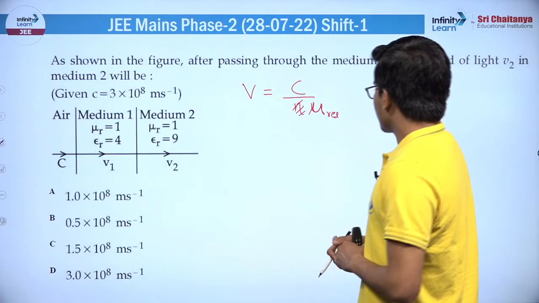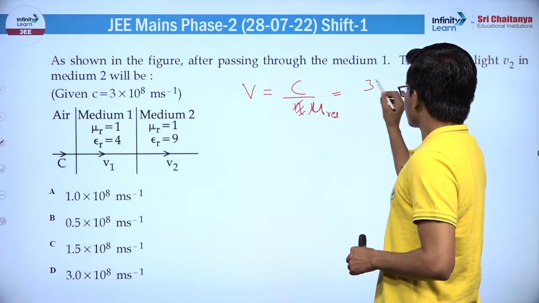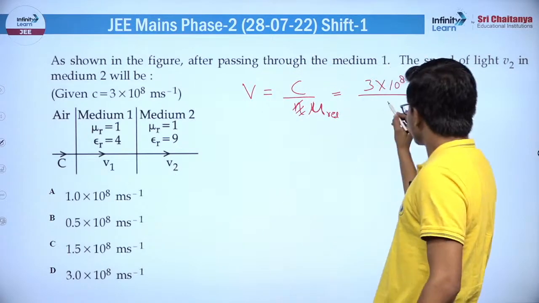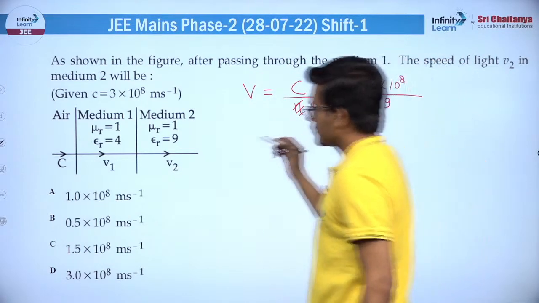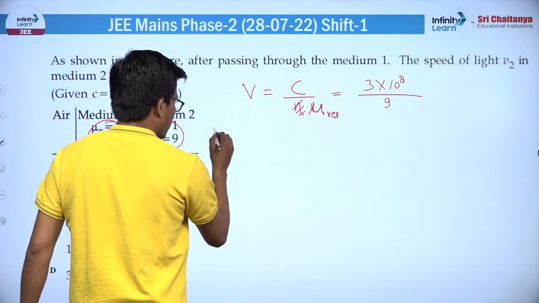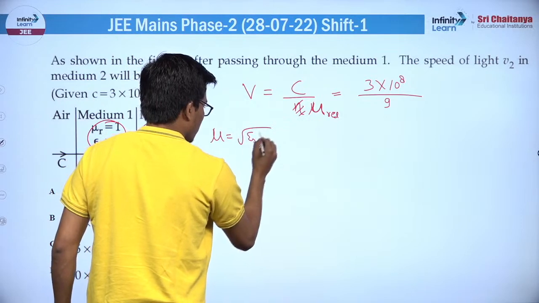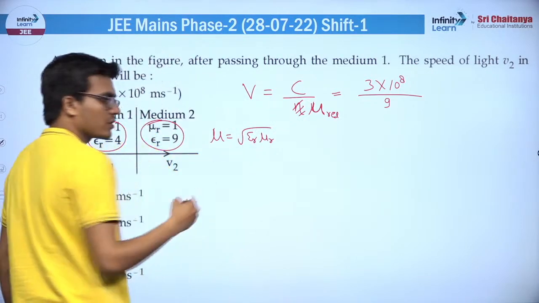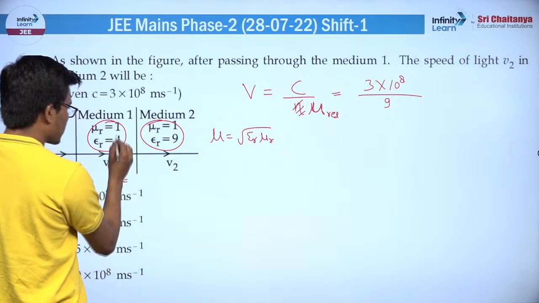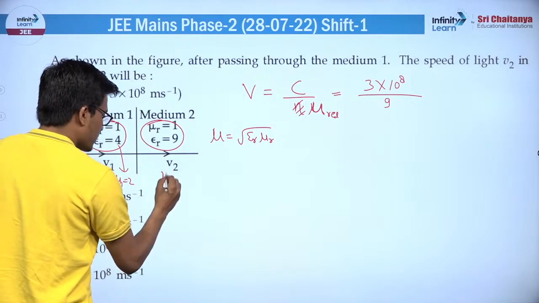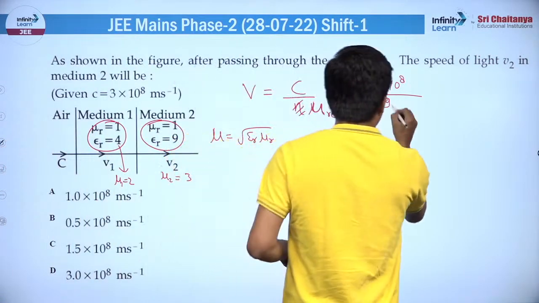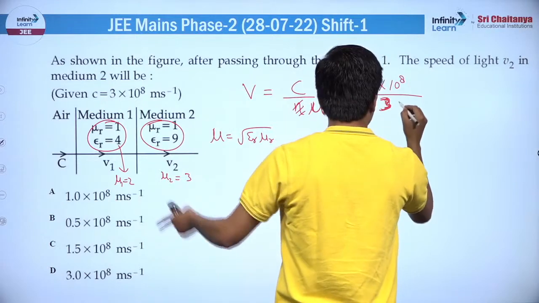Okay, so this is 3 into 10 to the power 8. If light is coming in this medium, then the relative mu will be, first if you are having relative permeability and relative permittivity, so mu is actually like this. This equation comes from the electromagnetic chapter. So you can write that its refractive index is √4, that is 2, and its refractive index is √9, that is 3. So the relative refractive index will be 3 by 2.